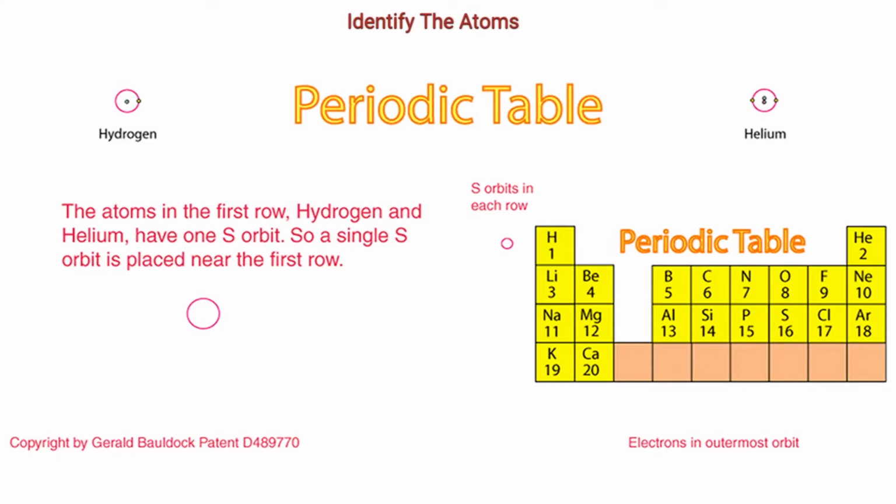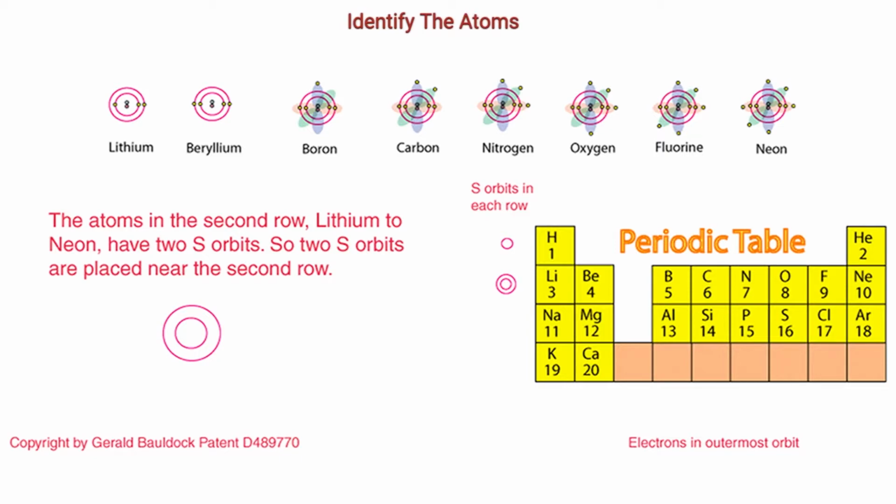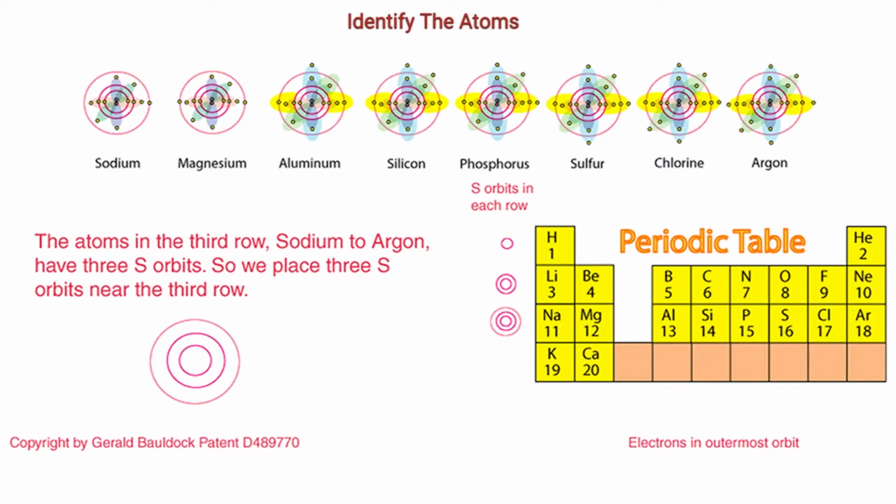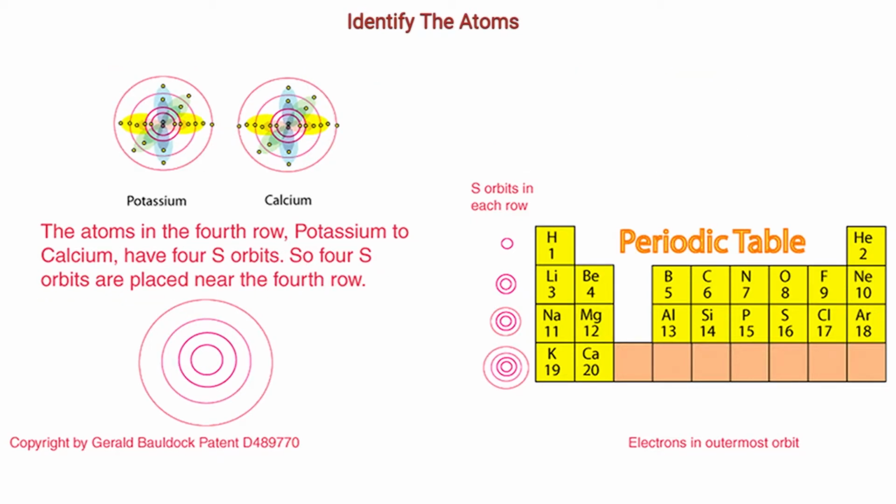The atoms in the first row, hydrogen and helium, have one s orbital, so a single s orbital is placed near the first row. The atoms in the second row, lithium to neon, have two s orbitals, so two s orbitals are placed near the second row. The atoms in the third row, sodium to argon, have three s orbitals, so we place three s orbitals near the third row. The atoms in the fourth row, potassium to calcium, have four s orbitals, so four s orbitals are placed near the fourth row.